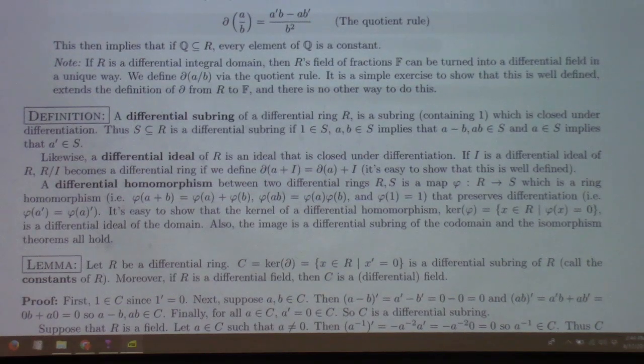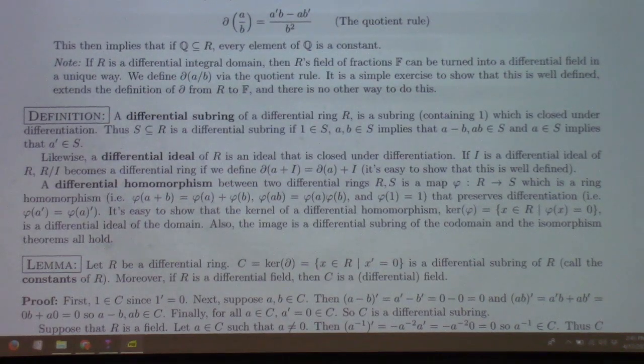Guess what? The kernel of a differential homomorphism is a differential ideal, and the image of a differential subring is a differential subring of the codomain, and the isomorphism theorems all hold. Woohoo! So we have the first isomorphism theorem, among other things, but also the second and the third and the lattice isomorphism theorem, which I never quite explained to you guys. Sorry about that. I still need to draw you pictures of the lattice homomorphism. I never got around to that.